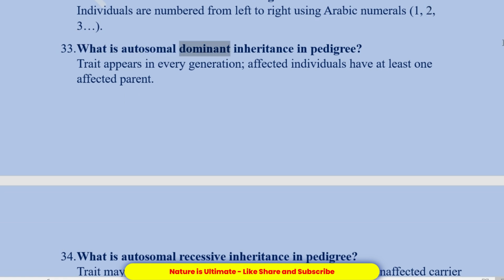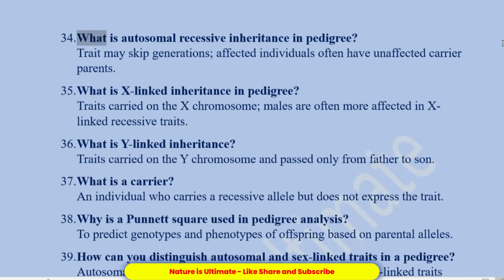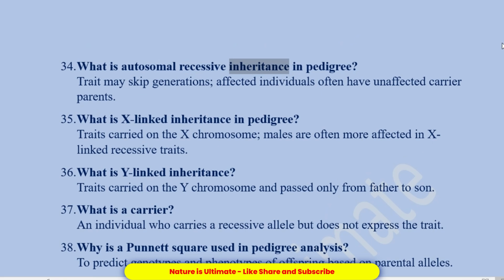What is autosomal dominant inheritance in pedigree? Trait appears in every generation. Affected individuals have at least one affected parent. What is autosomal recessive inheritance in pedigree? Trait may skip generations. Affected individuals often have unaffected carrier parents.